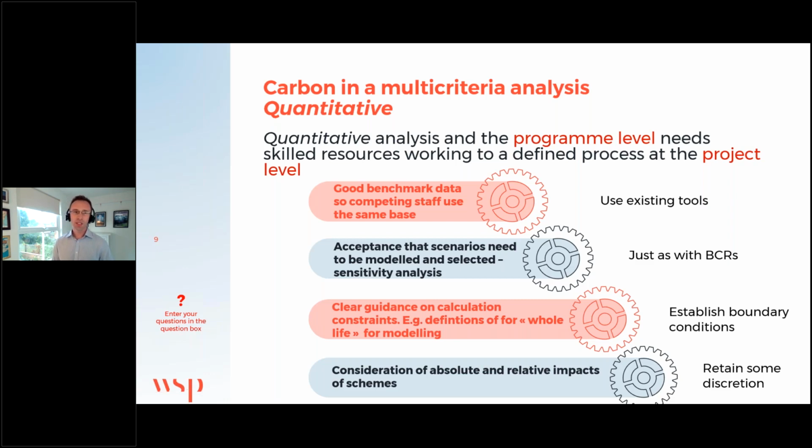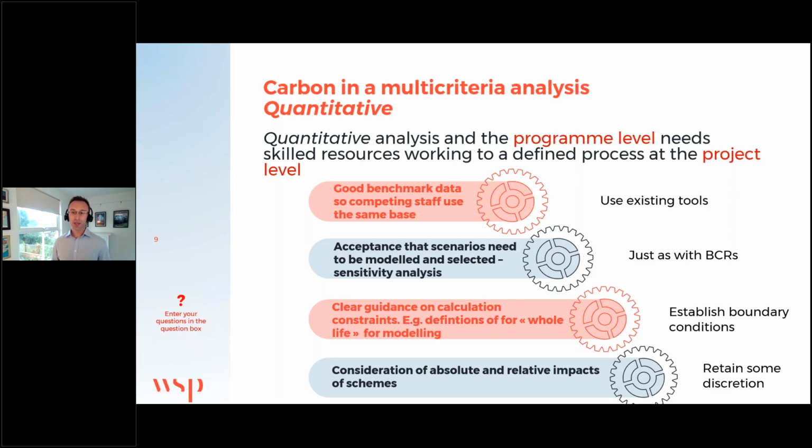But that's not difficult. There's existing tools you can use for that, proprietary ones, which we'll come on to in a moment. You also need acceptance that there are multiple scenarios of how you might deliver a particular project. And you're going to need to model those different scenarios and actually select the correct one, the one that you want to include in your analysis, and then undertake some sensitivity analysis on that. But that's not anything new and exciting. That's exactly what we do with benefit cost ratios at the moment and other financial modeling tools.